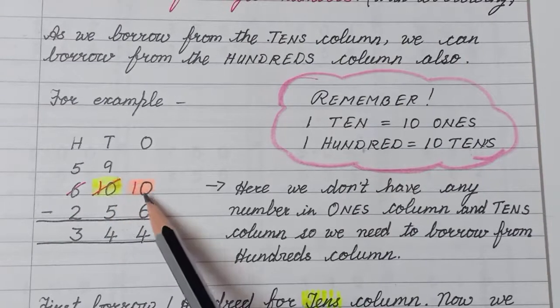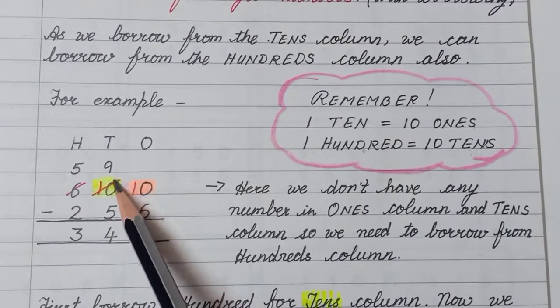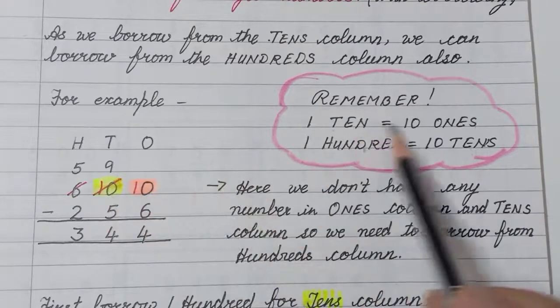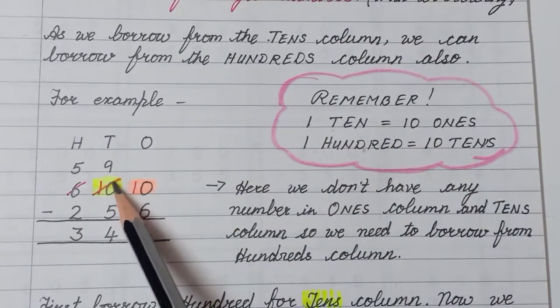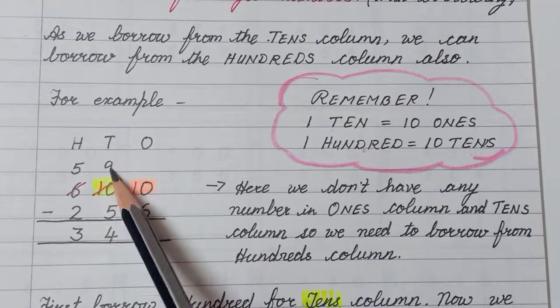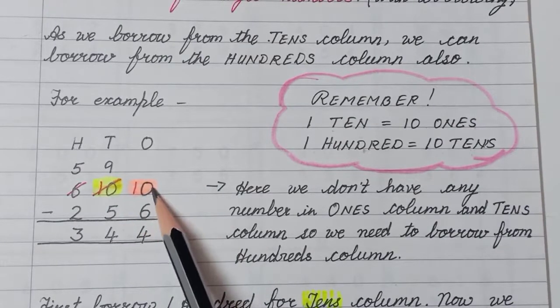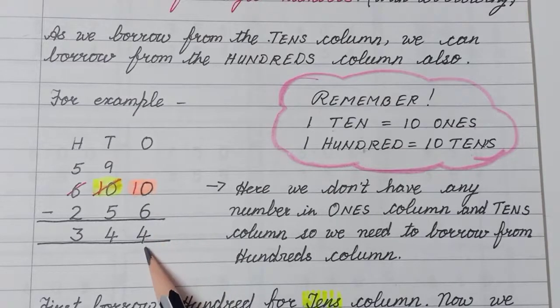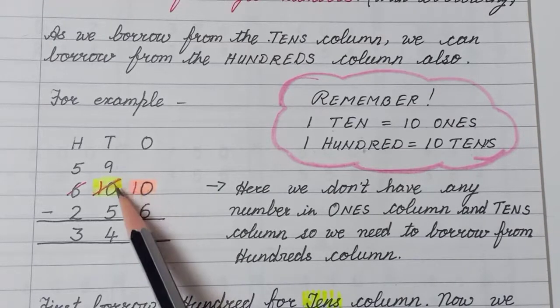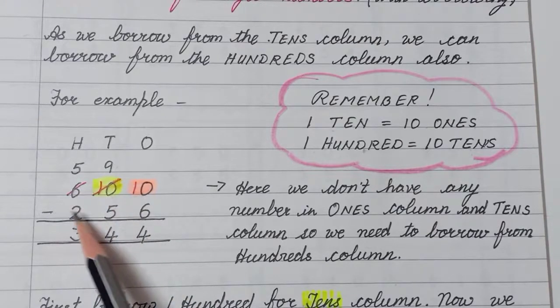Now again, because we don't have a number here, we will borrow again from the 10 tens, and 1 ten has 10 ones. So if we borrow 1 ten from here, it becomes 9 tens, and here it is 10 ones. So 10 minus 6 is 4. 9 minus 5 is 4. And 5 minus 2 is 3.